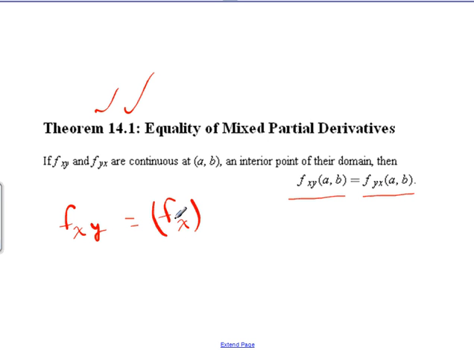how does my partial derivative with respect to x change as y is changing at a given point? And f partial yx is saying, how is my partial derivative with respect to y changing as x changes at a given point?